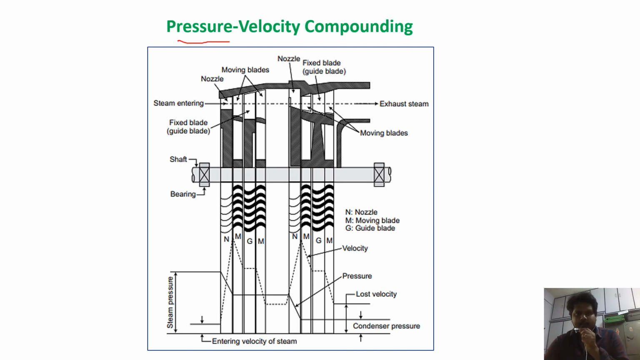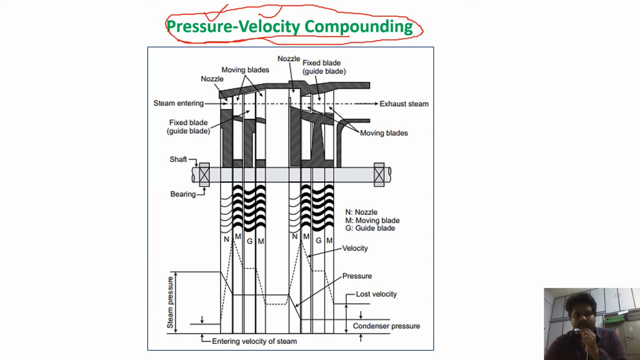Now let us see pressure velocity compounding. It is a combination of pressure compounding and velocity compounding. As we know, compounding impulse turbines are of two types: pressure compounding turbine and velocity compounding turbine. In a pressure compounding turbine, the pressure decreases stage by stage. In a velocity compounding turbine, the velocity decreases stage by stage. This we already discussed in the previous slide. Now let us see the combination of pressure and velocity compounding.